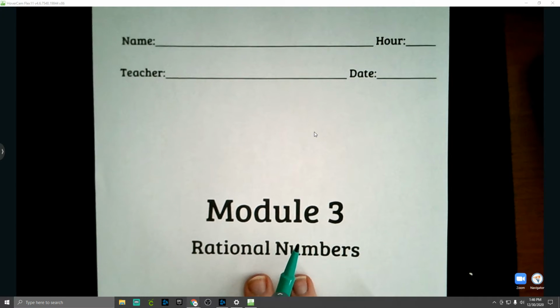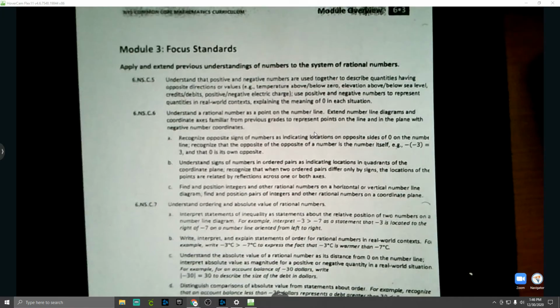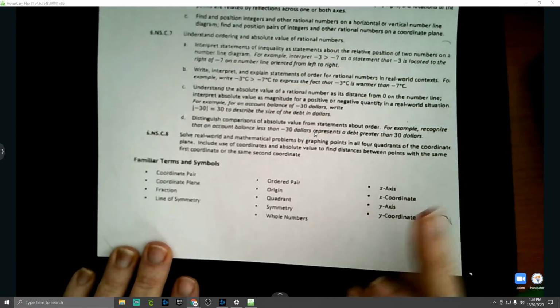Go ahead and put your name at the top, the hour that you have math class, the teacher or teachers, and the date that it is. And we're not going to decorate the front of this one right now because later we'll get more in depth with integers and rational numbers and what they are. We are going to be dealing a lot with number lines. The next page is all of our standards, our Common Core standards, and some of the vocabulary that we're going to be learning. This is a good page to read so you know what we're going to be doing.